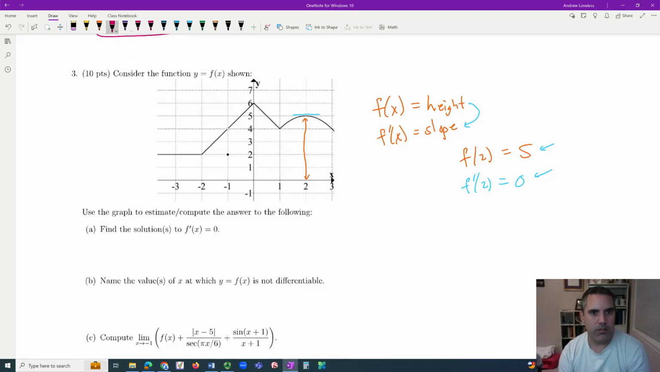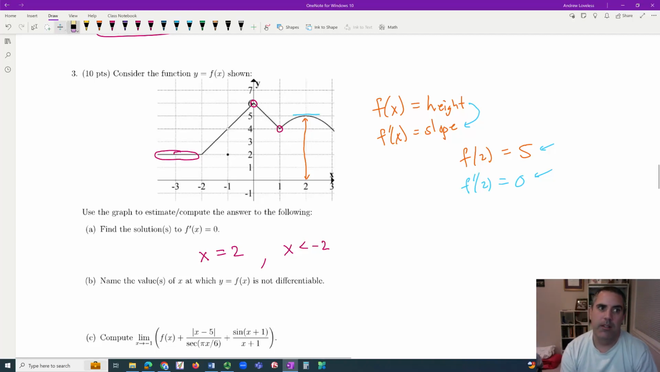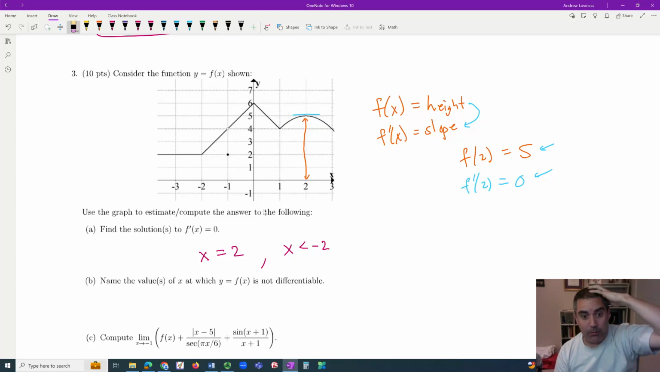Okay, so find when the slope is 0. The slope is 0 at x equals 2 for sure, but it's also 0 everywhere over here, so also when x is less than -2. So I suspect that was the answer. We don't say the slope is 0 here. We say it's undefined, and we also say it's undefined here because the slope is different from the left and the right. So we say it's not differentiable, which is the big long word that's hard to say. Not differentiable.